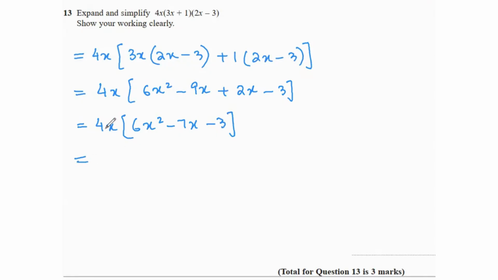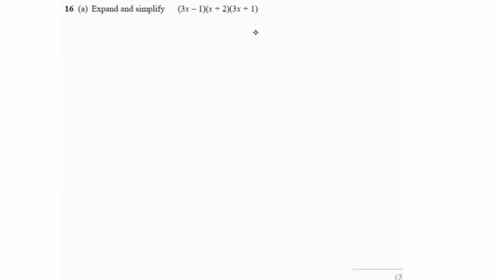Expand this bracket now. 4x times 6x squared is 24x cubed. 4x times negative 7x is negative 28x squared. 4x times negative 3 is negative 12x. That's your answer. By now, if you've been able to understand the previous expansions, this one was very simple. Multiply 4x with x and then 4x with negative 5. So that's 4x squared minus 20x. Simple as that.